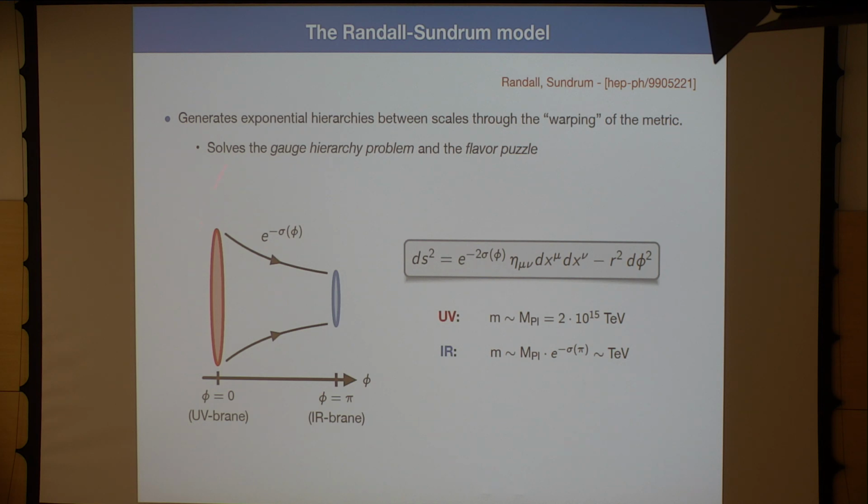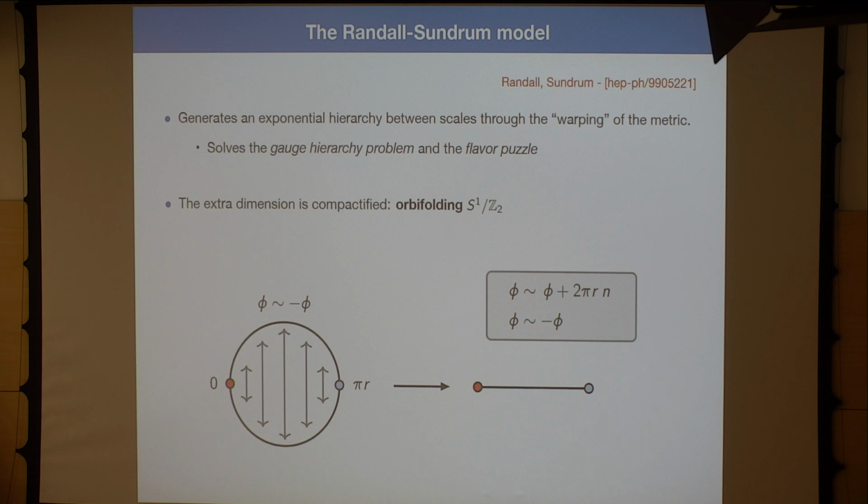Warped extra dimensions are defined by this metric over here, and it allows you, by an exponential metric, if you have a mass scale in your theory, just by the warping of the metric, to get an effective mass scale. For example, here we are going to do it on the other brane. If your only scale is the Planck scale, we assume we have on the IR brane a scale of order TeV.